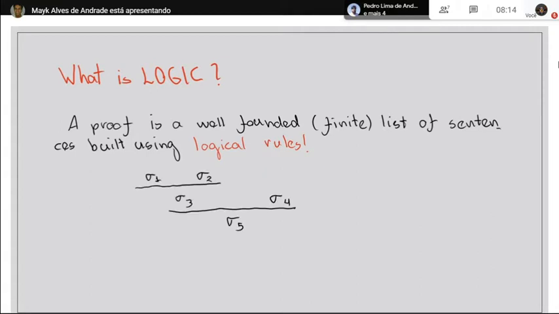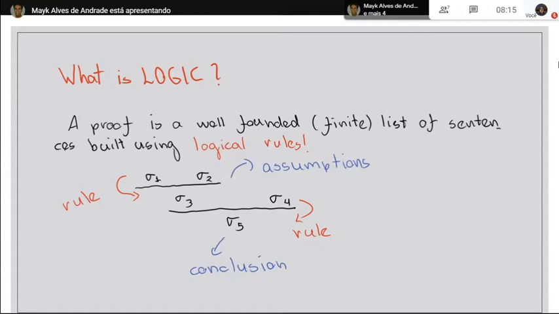What do I mean by that? Imagine I have a sentence sigma 1, sigma 2, and as a consequence of those two sentences, I have the sentence sigma 3. And if I take sigma 3 and sigma 4, as a consequence, I will have sigma 5. And to get sigma 3 from sigma 1 and sigma 2, I will have a very specific rule that will look kind of an algebraic rule. And the same applies to go from sigma 3 and sigma 4 to sigma 5. Sigma 1, sigma 2, and sigma 4 are called our assumptions, and sigma 5 is our conclusion.